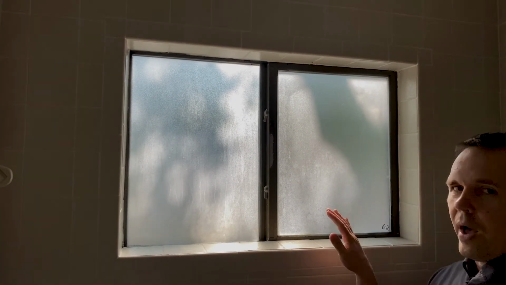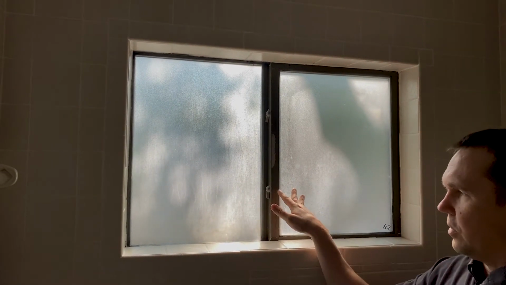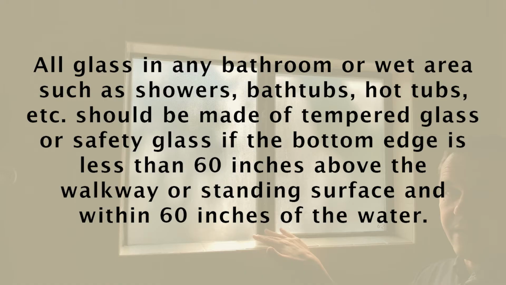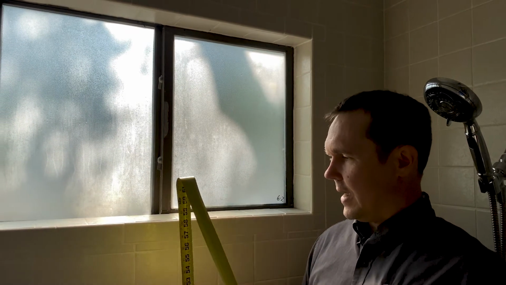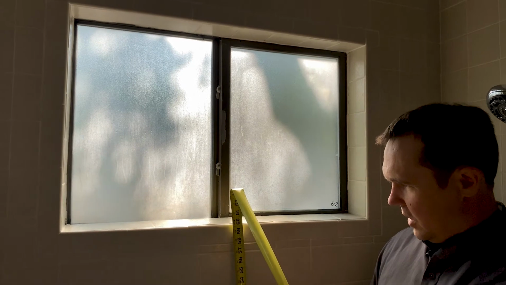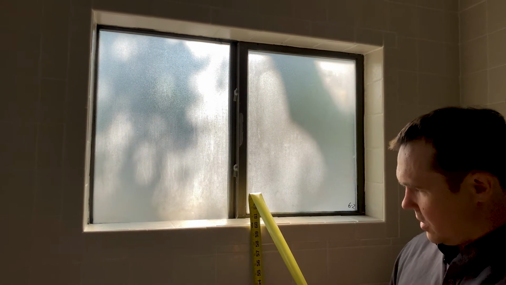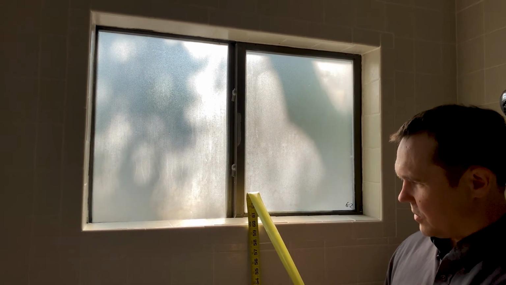The other thing we're also going to do is, because this is in a wet area, both panels are going to have to be tempered glass. All glass in any bathroom or wet area, such as showers, bathtubs, hot tubs, etc., should be made of tempered glass or safety glass if the bottom edge is less than 60 inches above the walkway or standing surface and within 60 inches of water. So when you're doing this, technically we're right about 60-ish. So if it's going to be in a wet area, sometimes we have to temper it.